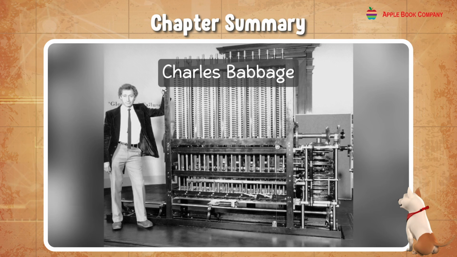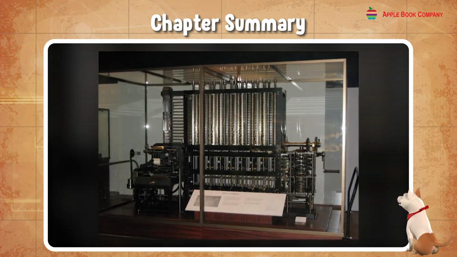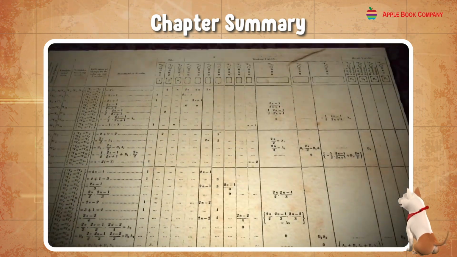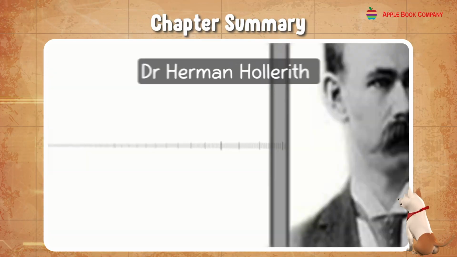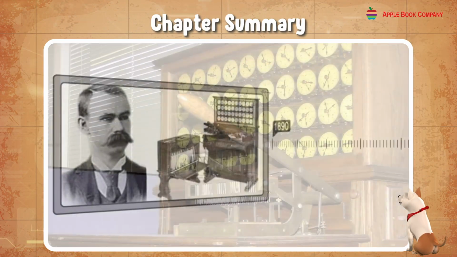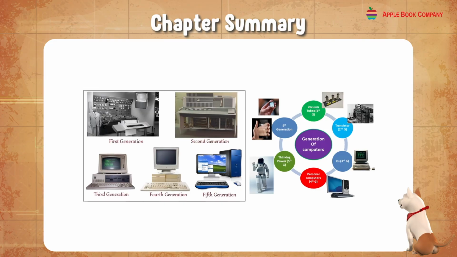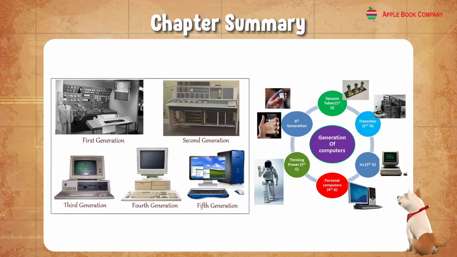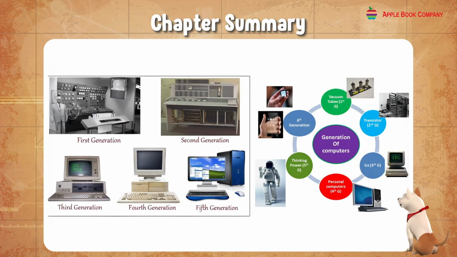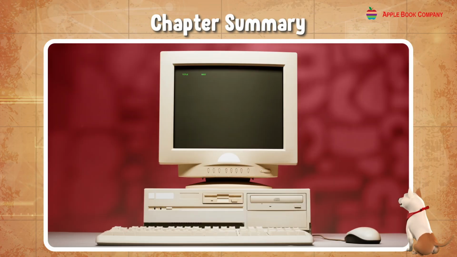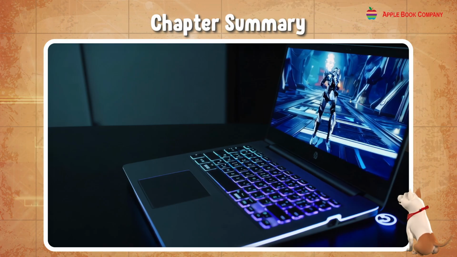Charles Babbage designed the difference and analytical engines. Ada Lovelace wrote the first computer algorithm. Herman Hollerith developed a punched card tabulating machine. Computers are categorized into five generations with their own unique features. Each generation brought advancements in size, speed, and technology.